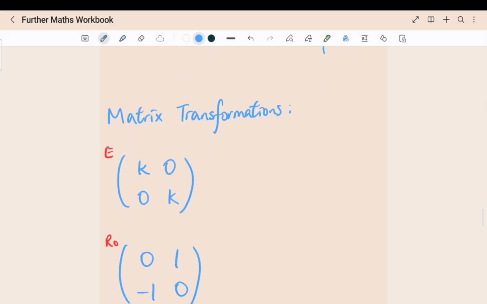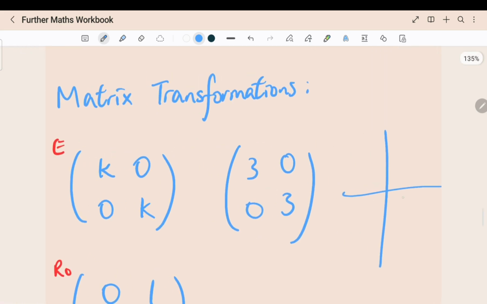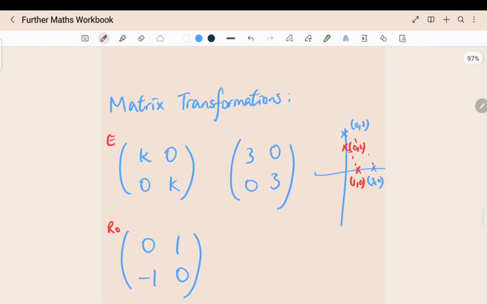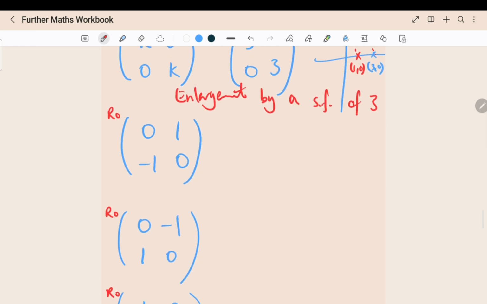For example, if I have k, 0, 0, k, let's say 3, 0, 0, 3, if I just draw it out, I will see 3, 0 being here, 0, 3 being here, and then I will have my identity matrix 1, 0, 0, 1 here. So I can see that actually my shape is being enlarged by 3 times the length, 9 times the area. So I will say this is an enlargement by a scale factor of 3.